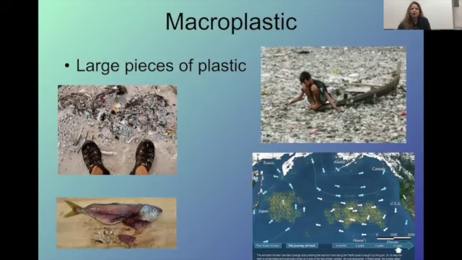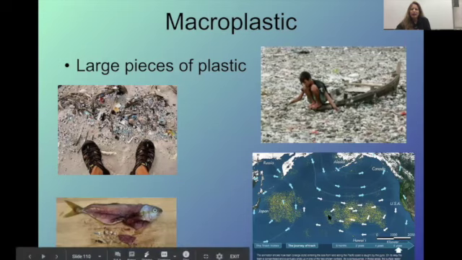Macroplastic is large pieces of plastic, and that becomes a problem as well. We start to see it in these gyres. This is the Great Pacific Garbage Patch. The problem is a lot of this now has been broken down by the sun and the wave action, and so the macroplastic turns into microplastic.